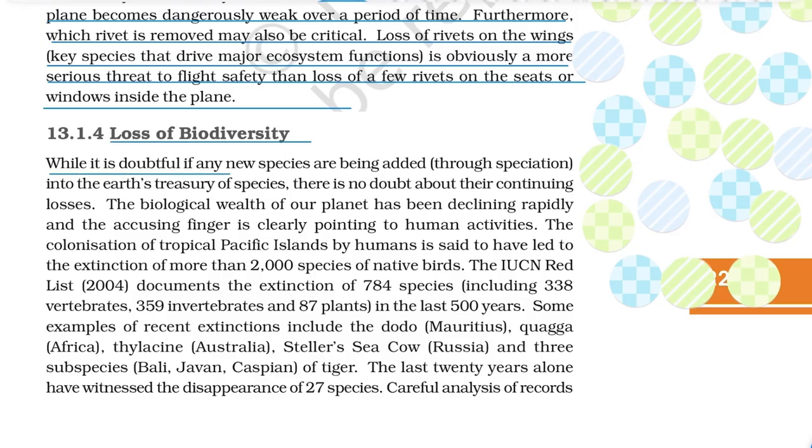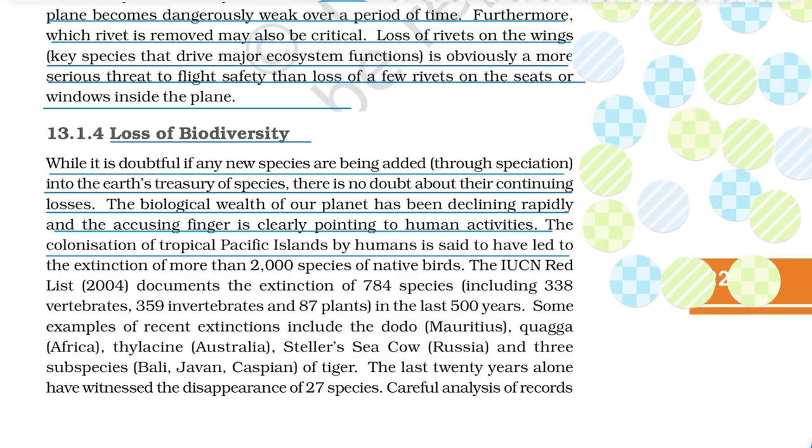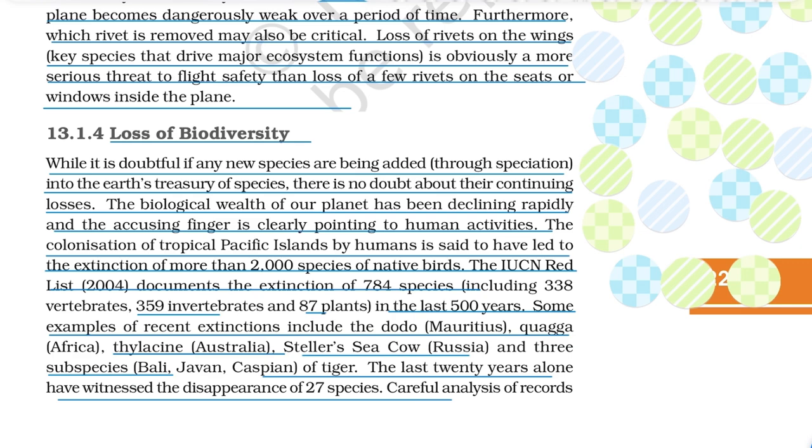Loss of biodiversity. While it is doubtful if any species are being added through speciation into the Earth's treasury of species, there is no doubt about their continuing losses. The biological wealth of our planet has been declining rapidly, and the accusing finger is clearly pointing to human activities. The colonization of tropical Pacific islands by humans is said to have led to the extinction of more than 2,000 species of native birds. The IUCN Red List documents the extinction of 784 species, including 338 vertebrates, 359 invertebrates, and 87 plants in the last 500 years. Some examples of recent extinctions include dodo, quagga, thylacine, Steller's sea cow, and three subspecies of tiger: Bali, Javan, Caspian. The last 20 years alone have witnessed the disappearance of 27 species.